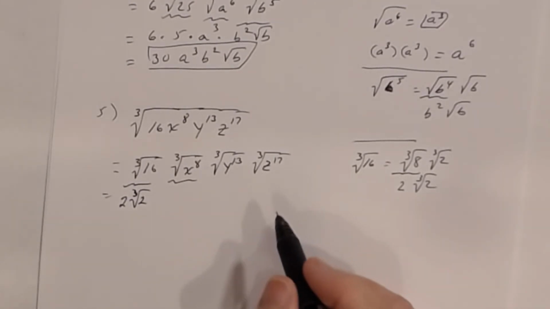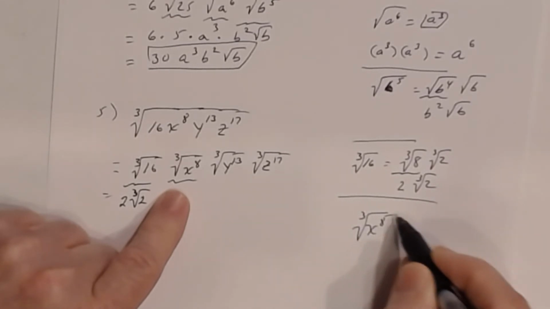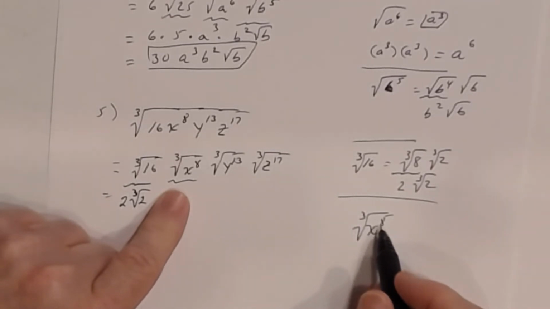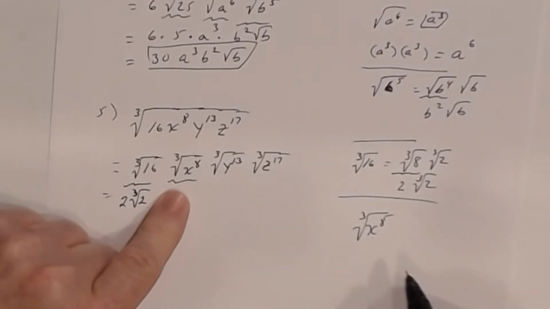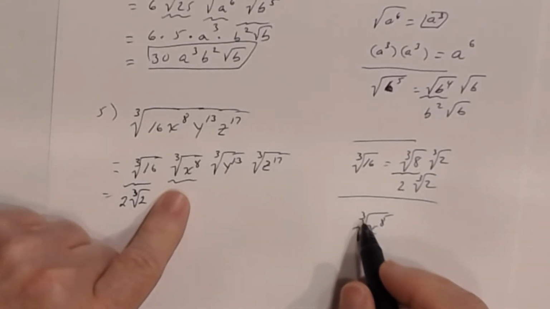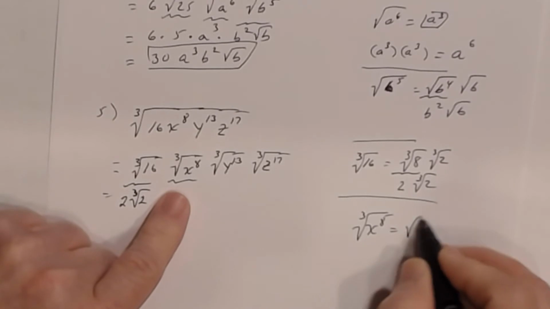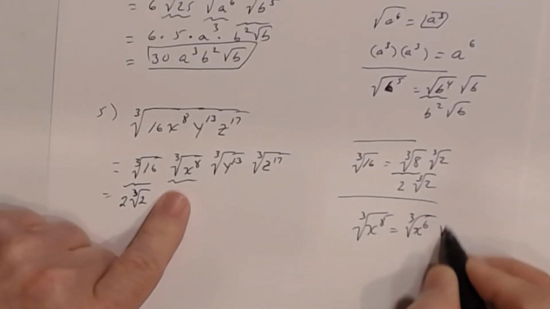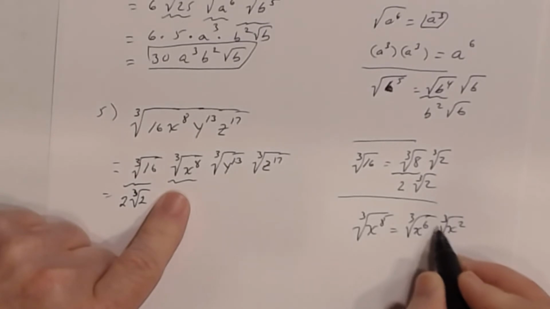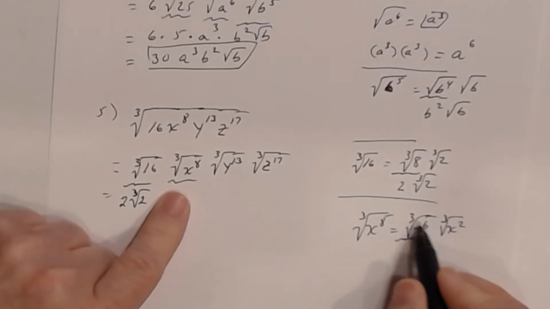All right, so let's go back. Let's simplify the cube root of x to the 8th. I can simplify this because 8 is greater than or equal to the index 3, but 8 is not divisible by 3. So think of what is the largest whole number less than 8 that's divisible by 3. It is not 7, but it is 6. So I can rewrite this as the cube root of x to the 6th times the cube root of x squared. 6 plus 2 is 8. And then the cube root of x to the 6th, 6 divided by 3 is 2, so that's x squared.